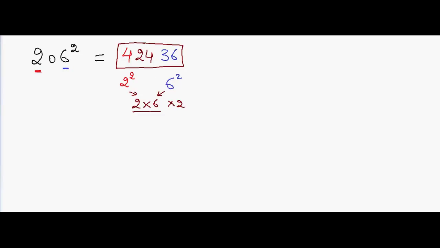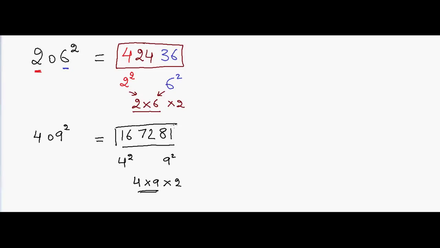Let me take another example. Suppose I have 409 and I want to do a square. In that case, 4 square is equal to 16, 9 square is equal to 81, and 4 into 9 into 2, so 9 into 8, that is 72. So the answer is 167281, so that's our answer.